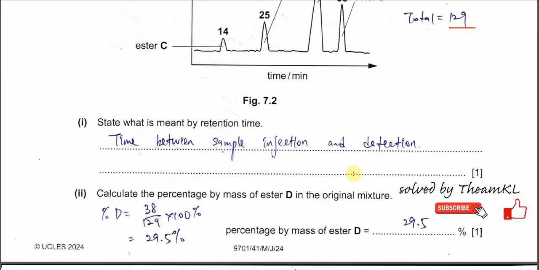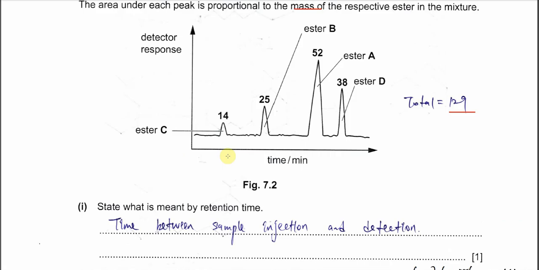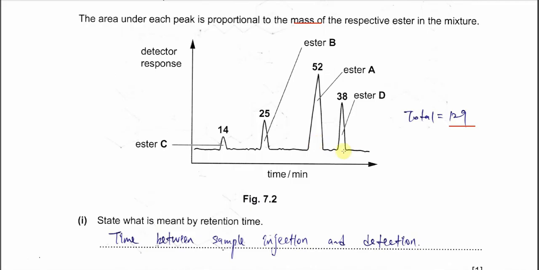Part 1. State what is meant by retention time. It means how long the ester, the analyte or the compound, is held by the GC column. But the definition is very easy. It's the time between the sample injection and detection. So after injection, those esters will come out one by one. So these are all the retention times.